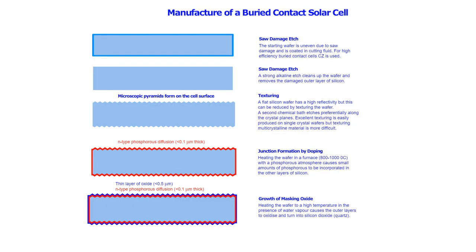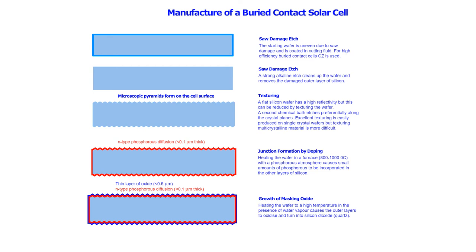The steps involved in the manufacture of a buried contact solar cell are shown and explained here. First, the process starts with a wafer, which is uneven due to the saw damage and is coated in cutting fluid. For a high efficiency buried contact cell, the CJET method is employed. In the second step, a strong alkaline etch cleans up the wafer and removes the damaged outer layer of the silicon.